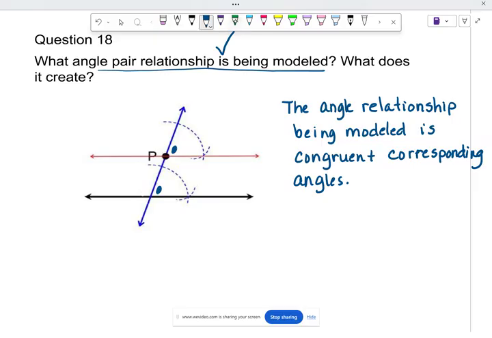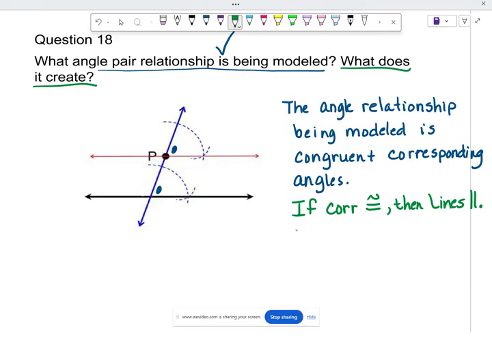Now, part 2. What does it create? If corresponding angles are congruent, then lines are parallel. So let's answer the question in a sentence. Okay, it creates parallel lines. We've answered both parts of the question, so we're done with number 18.